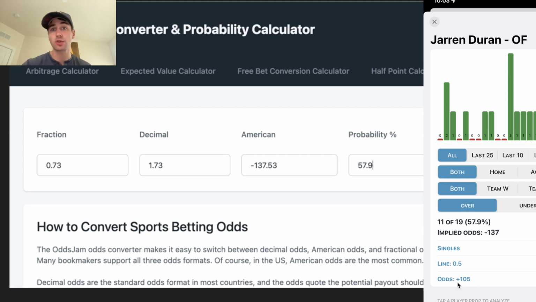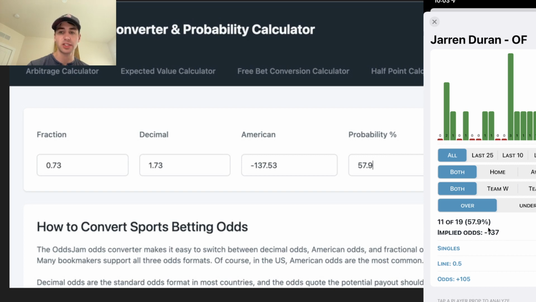So if you're into following historical trends, looking at last 10 games, last 5 games, were they home or away, you can look at all this different stuff with the OddsJam player prop research tool. It's 100% free, right? So this is an example of a bet. You're maybe like, hey, he's hitting a single over 50% of the time and we're getting plus 105 odds. So that seems pretty good.